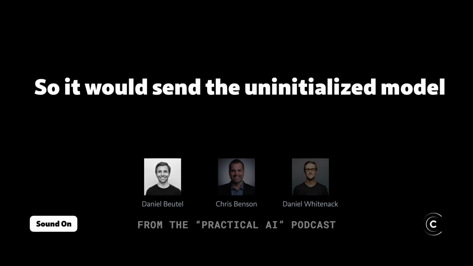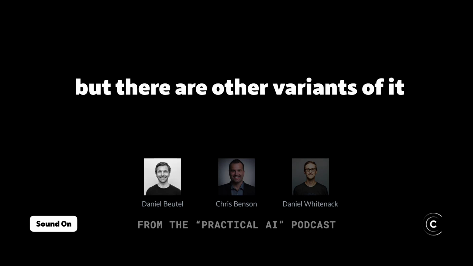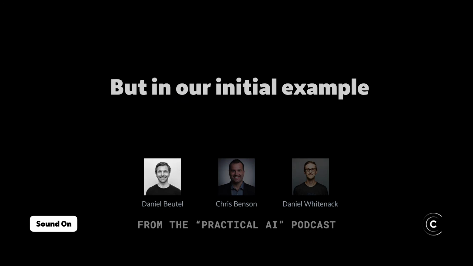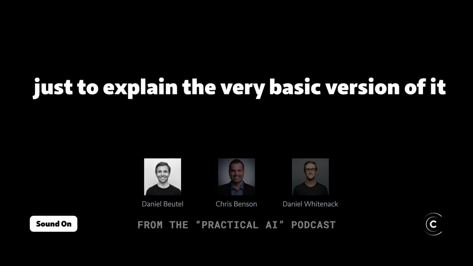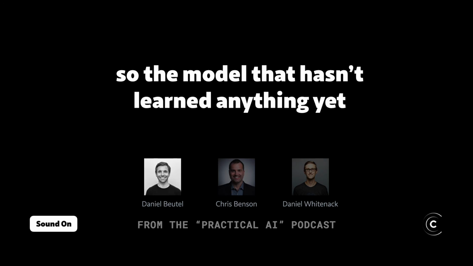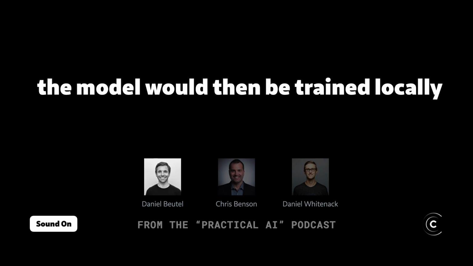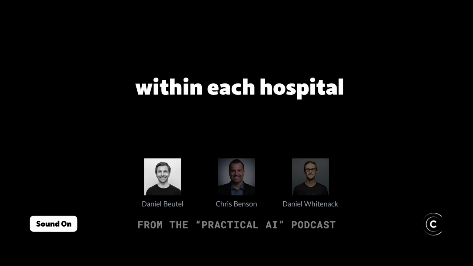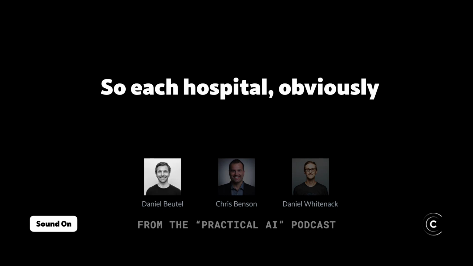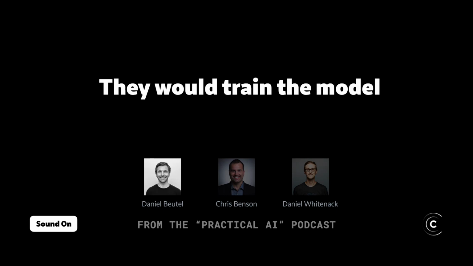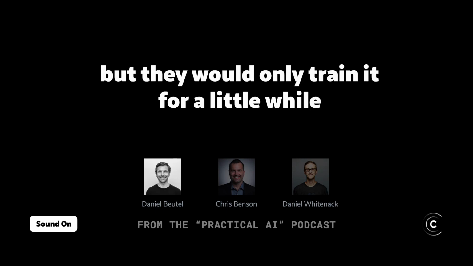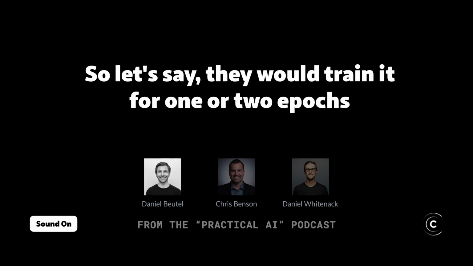So it would send the uninitialized model, but there are other variants of it, just to say this for the sake of completeness. But in our initial example, just to explain the very basic version of it, they would send out the initialized model, so a model that hasn't learned anything yet. The model would then be trained locally within each hospital on the data that is available locally. So each hospital obviously has a different data set. They would train the model not until convergence, but they would only train it for a little while. So let's say they would train it for 1 or 2 epochs.